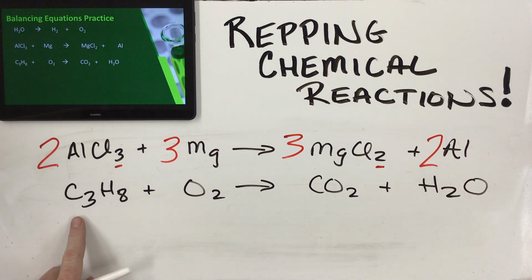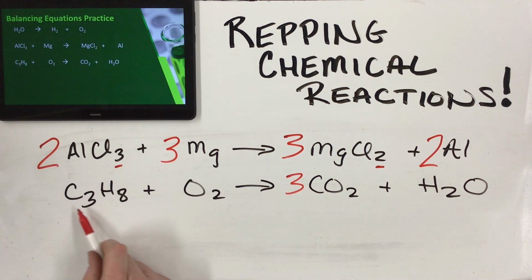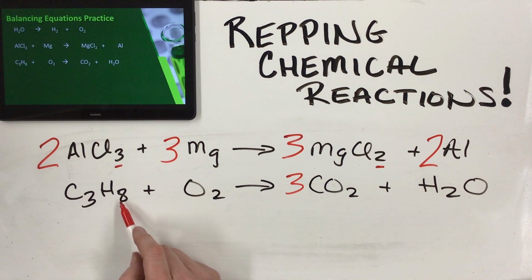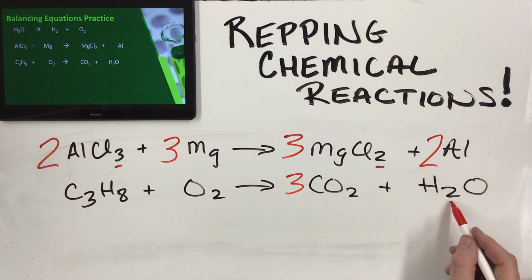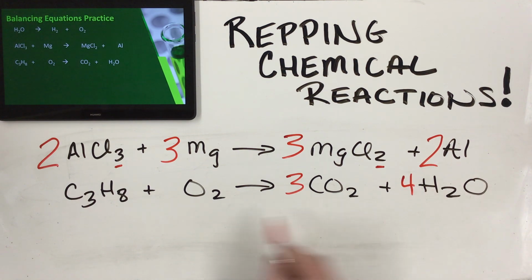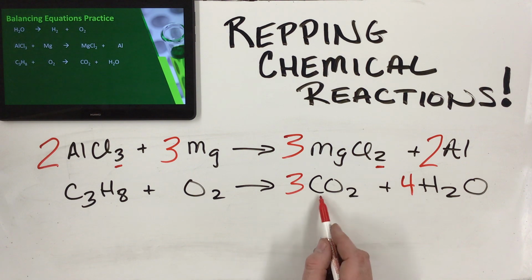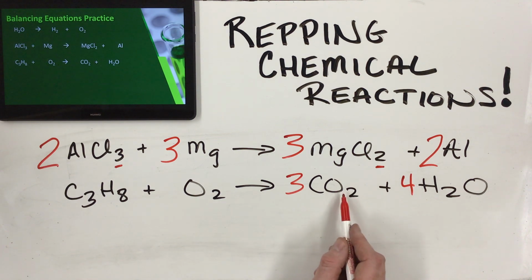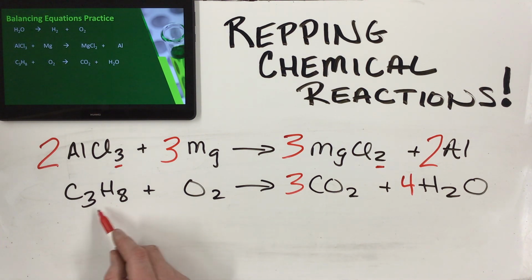All right, so 3 carbons, only 1 carbon. I'm going to put a 3 there. 3 carbons, 3 carbons. 8 hydrogens, 2 hydrogens. 4 times 2 is 8, and there's 8. So far, so good. 3 C's, 3 C's. That 2 belongs to the O, not the C. 3 C, 3 C. 8 H's, 8 H's.